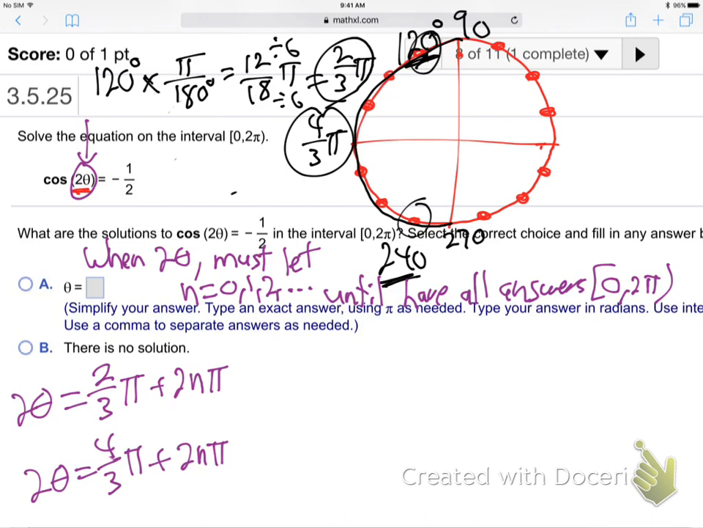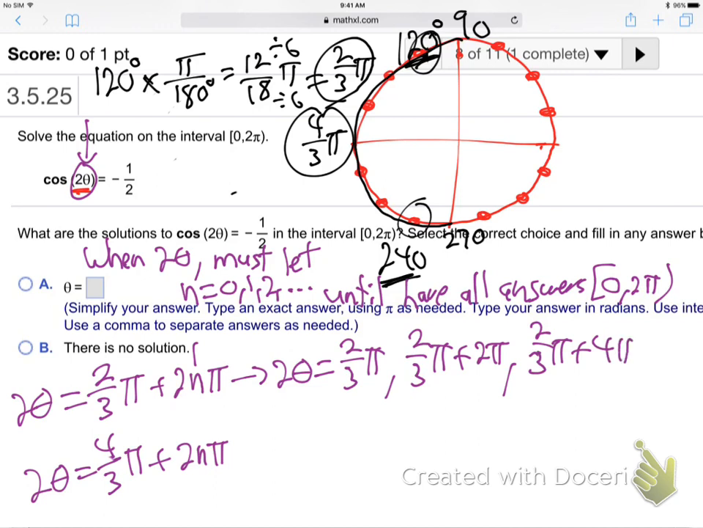Let me show you what I mean. Remember what that n is representing. It is representing extra full circles, right? So in particular, this 2 theta is 2/3 pi plus 0. First off, you let n be 0, it's just 2/3 pi. Comma, 2/3 pi plus 2 pi if you let n be 1. Am I losing you? And then 2/3 pi plus 4 pi if you let n be 2. See what I'm doing? I'm just taking my formula.